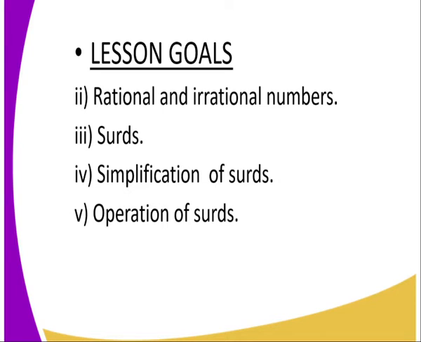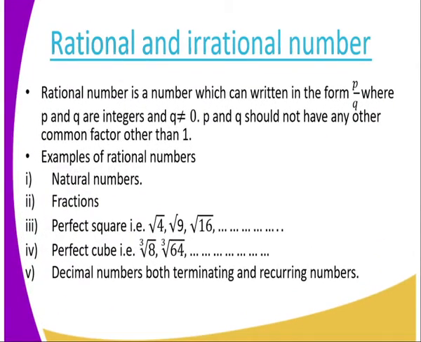Let us first of all look at our lesson goals today. We are going to do the rational and irrational numbers. We look at the surds. Then we look at how we can simplify the surds and how we operate the surds. Let's get started. The first thing you are going to look at, I know you have already mentioned about the natural numbers. We also have the fractions, the perfect squares, the perfect cubes, decimal numbers. We have talked about them, all of them.